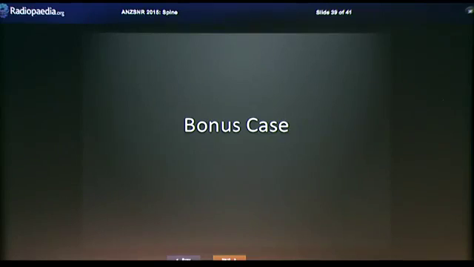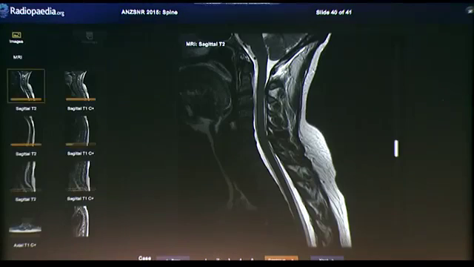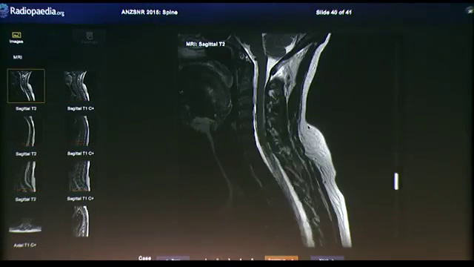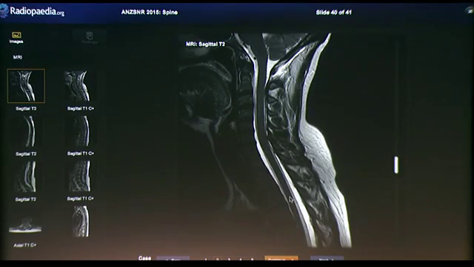Now, we've got just one short case that I'm just going to finish with. It's interesting pictures. It's a 49-year-old female who came in with a couple of weeks of postural headache. And I'm just going to show you the spinal imaging first.